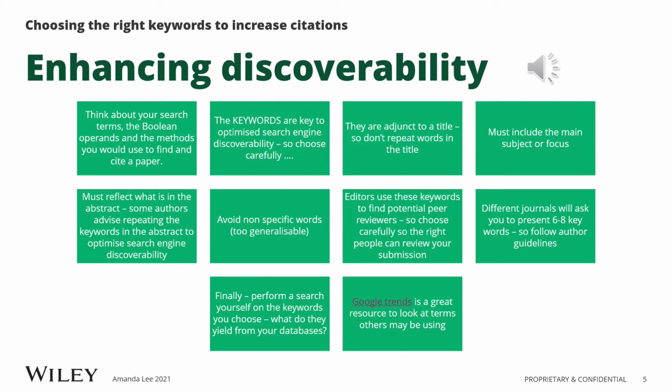Depending on the journal that you look for and that you're going to be presenting your paper to, different journals will ask you to present around about 6 to 8 keywords. Some allow a keyword to be made up of 1 or 2 words or 3 words, and others ask for specific 1-word keywords. So just make sure that you follow the author guidelines, and that tends to be in the process by which you're starting to submit your papers.